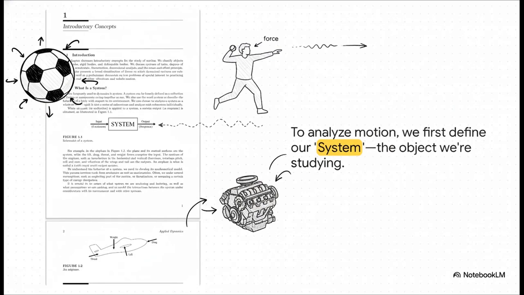Well, the very first thing you do is decide what you're looking at. In dynamics, we call this the system. It could be something simple, like a baseball, or it could be a whole collection of parts, like a car engine. And the whole game is to figure out what inputs, like forces, are acting on that system to predict its output, which is, you guessed it, its motion.